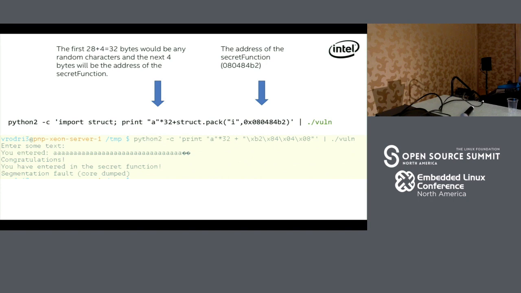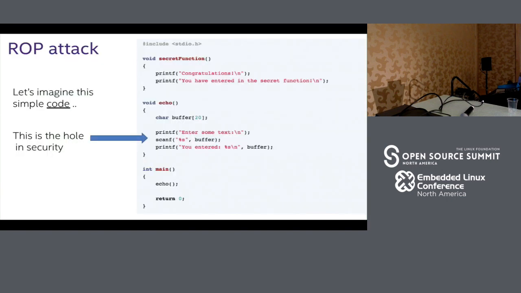On the slides that I will upload at the end of the presentation, there is a link to the source code that you can use to follow the same approach. So it puts the 32 bytes in this bunch of A's, and at the end, the address that I want to pass, and it will print, as we saw in the previous code, congratulations, you have entered the secret function. Nobody calls that function, yet I'm able to do that.